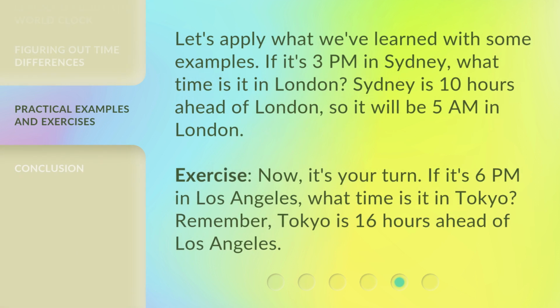Let's apply what we've learned with some examples. If it's 3 p.m. in Sydney, what time is it in London? Sydney is 10 hours ahead of London, so it will be 5 a.m. in London. Exercise. Now, it's your turn. If it's 6 p.m. in Los Angeles, what time is it in Tokyo? Remember, Tokyo is 16 hours ahead of Los Angeles.